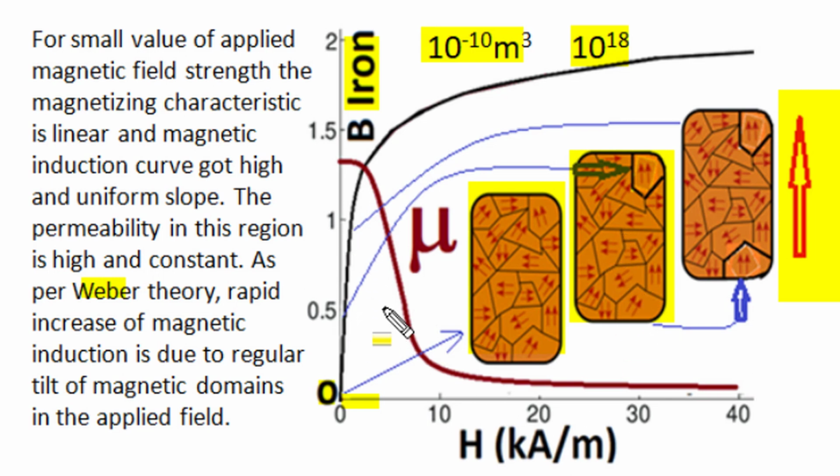And a further increase in magnetic field intensity will further tilt domains in the direction of the applied magnetic field, and likewise tilting of domains in ferromagnetic material generates induced magnetic induction, and a high and uniform rate of increase in magnetic induction takes place with increase of magnetic field intensity, and that represents a higher value of dynamic permeability in this initial linear region of ferromagnetic material where domain tilt is taking place with increase of magnetic field intensity.